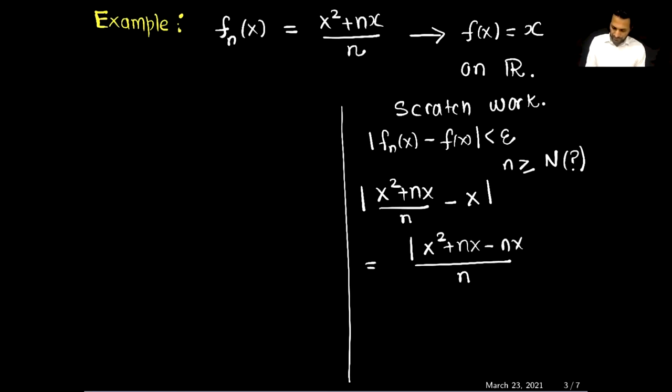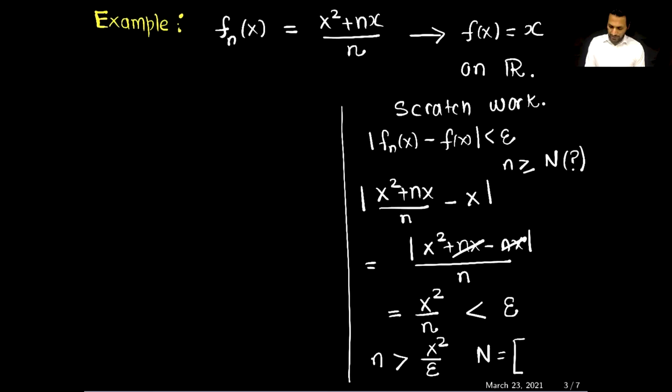So don't forget the absolute value. I can remove the absolute value from the denominator because n is positive, and this cancels out, and x square is also positive, so I can remove the absolute value from the top as well. So now as you can see, if I choose my n bigger than x square over epsilon, then I can make this quantity less than epsilon. So this gives me the choice of my capital N. So I can choose my capital N as the greatest integer function of x square divided by epsilon, and I will add 1 to make sure that this inequality holds.